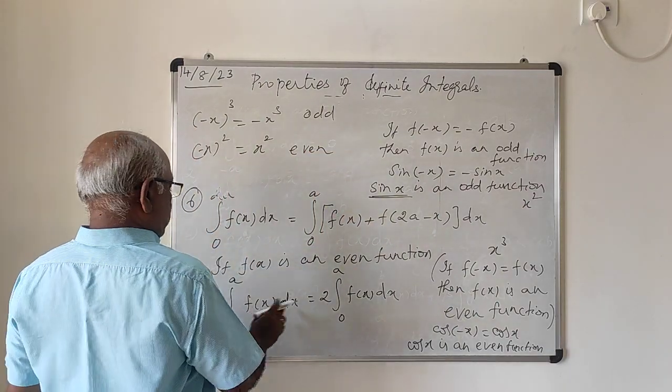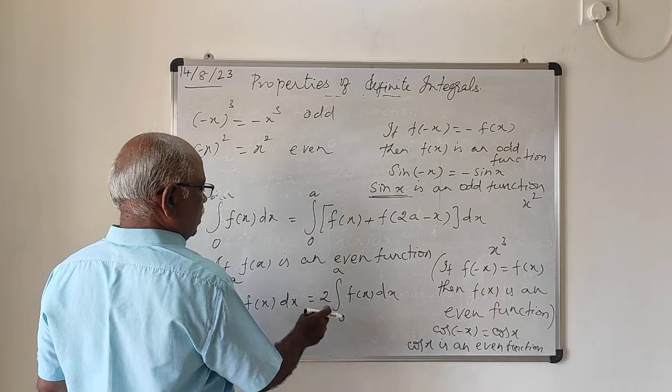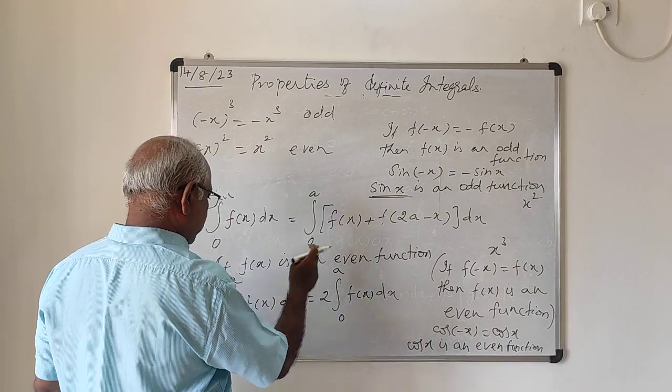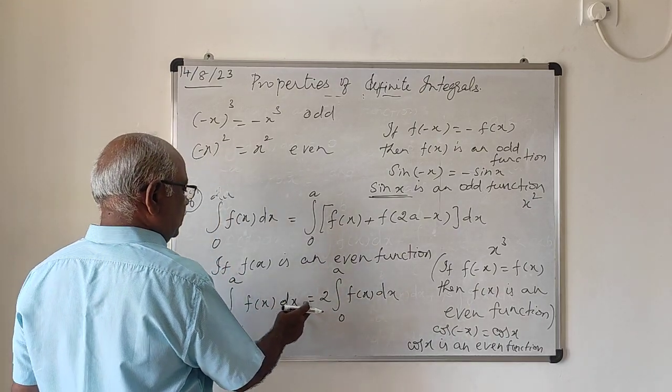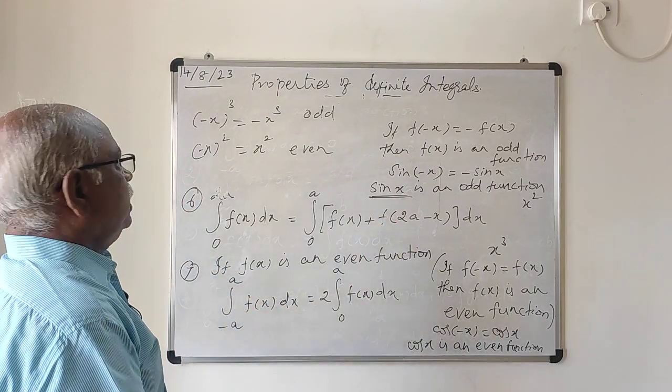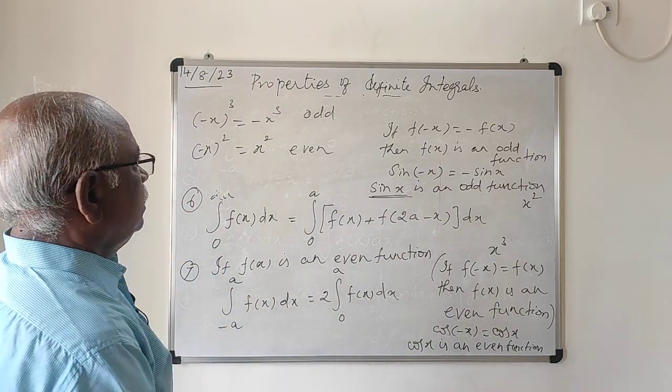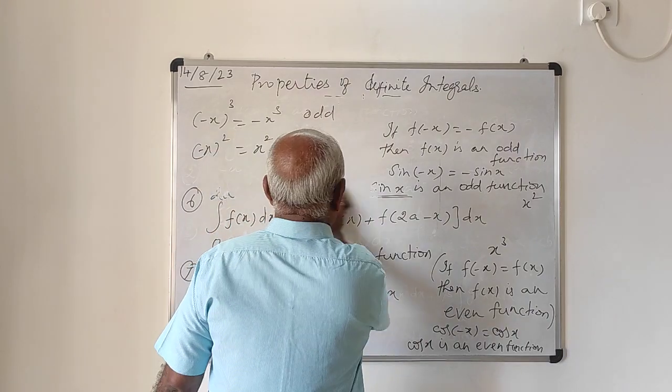If the function is even, the integral from minus a to plus a of f of x dx is 2 times the integral from 0 to a of f of x dx. If the function is odd, the integral from minus a to plus a of f of x dx is equal to 0. That is our property 8. Okay, next.